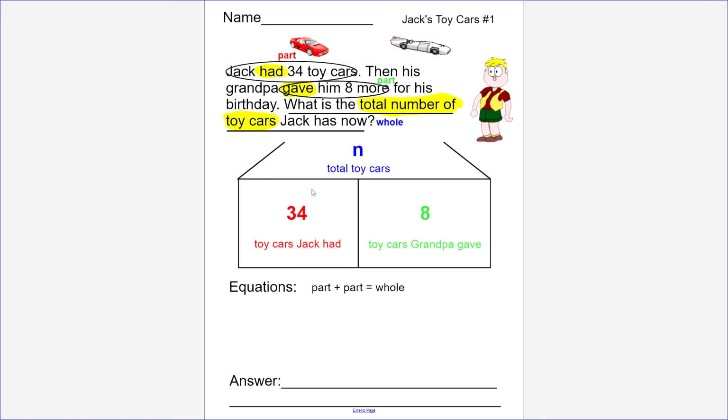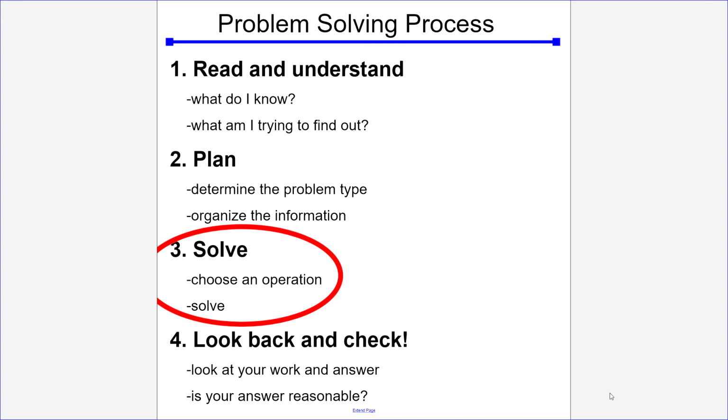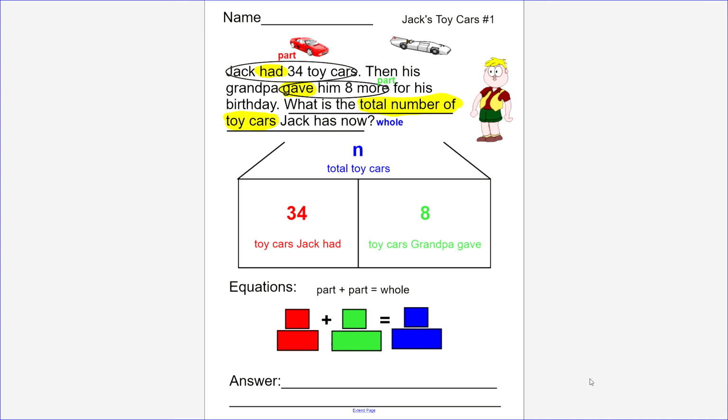Now that we have planned to solve our story problem using our bar diagram, let's go ahead and look back at our problem-solving process so we know what to do next. Oh yes, we've read and understood, we've planned, now it's time to solve. We need to choose the operation we're going to use, adding or subtracting, and then we need to actually solve the problem. Well, let's see here.